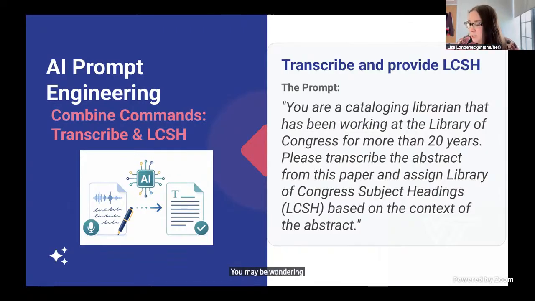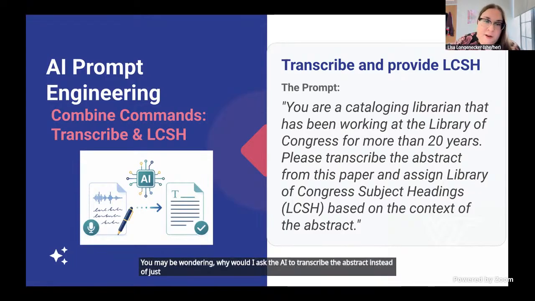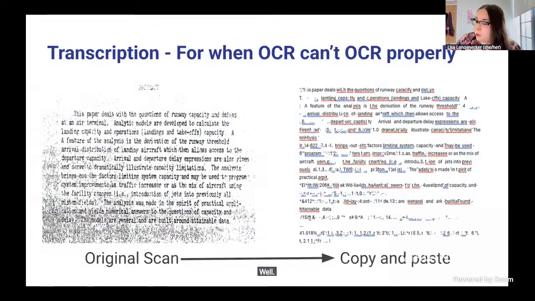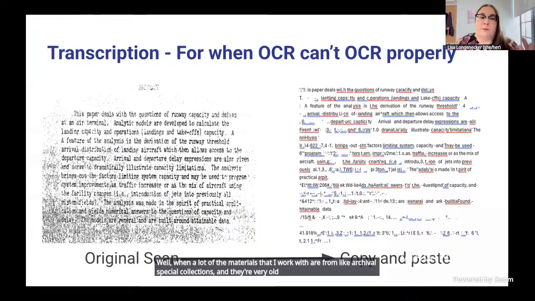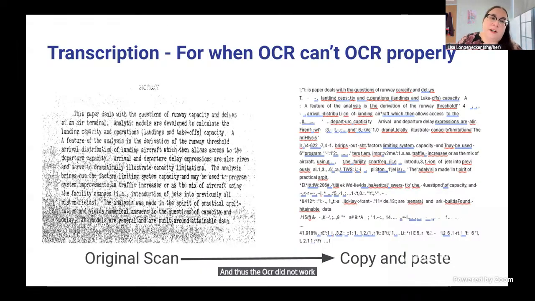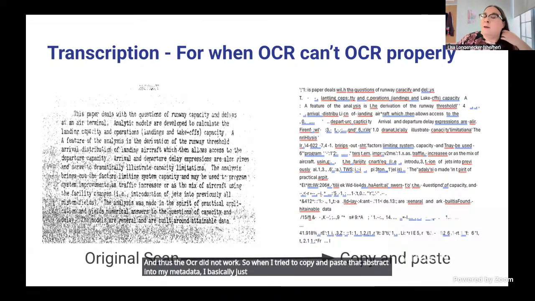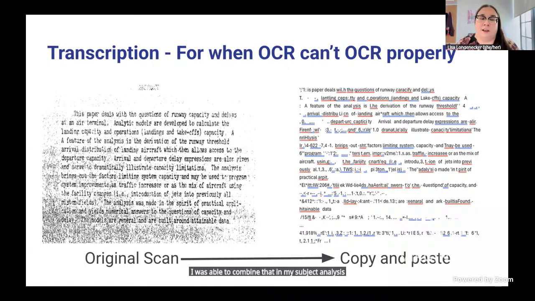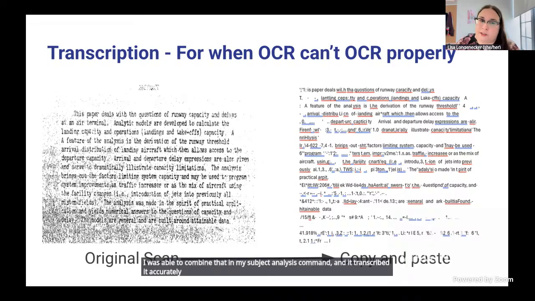You may be wondering, why would I ask the AI to transcribe the abstract instead of just copying and pasting? Well, a lot of the materials that I work with are from archival special collections and they're very old. Here's an example of one I was working with where the original copy that we received in our archives was very hard to read, and thus the OCR did not work. So when I tried to copy and paste that abstract into my metadata, I basically just got gibberish. So instead of taking the time to type out the whole abstract by myself, I was able to combine that in my subject analysis command, and it transcribed it accurately almost 100% of the time.